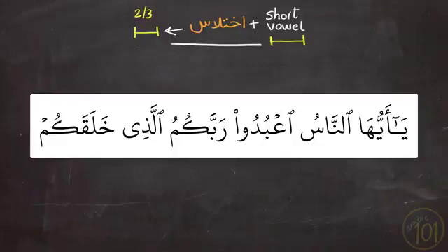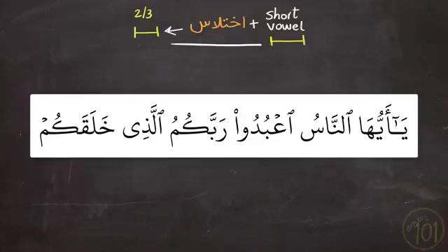I will pronounce this ayah in 2 different ways, but only one of them is the correct recitation. يَا أَيُّهَا النَّاسُ اعْبُدُوا رَبَّكُمُ الَّذِي خَلَقَكُمْ. So, were you able to tell which one of the 2 recitations is the correct one? And if so, can you tell which word was mispronounced?